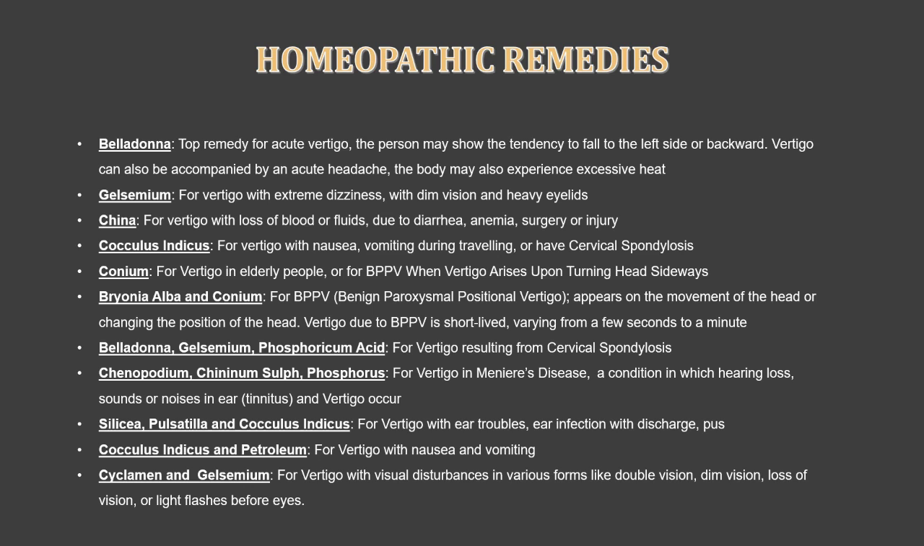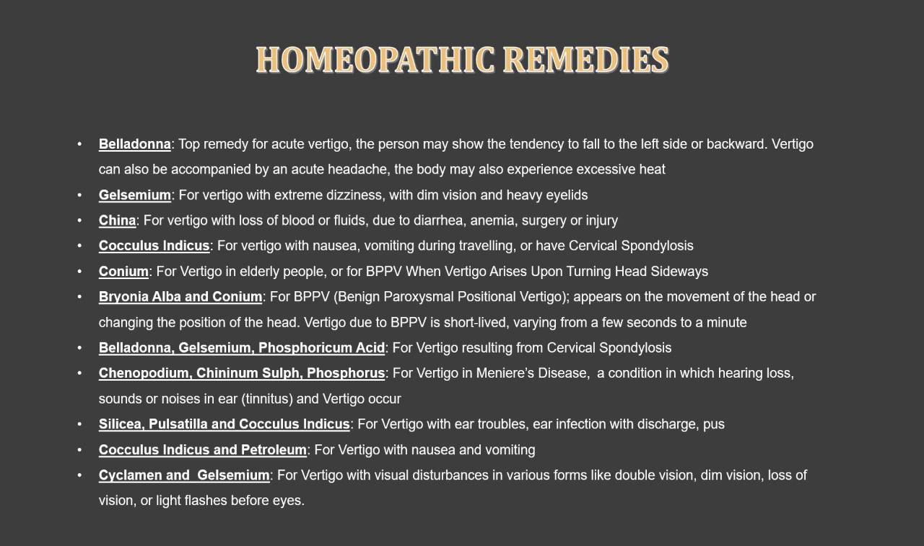Kino, podium, chininum sulfate, and phosphorus for vertigo in Meniere's disease, a condition in which hearing loss, sounds or noises in the ear, so that tinnitus and vertigo occur. Silicea, pulsatilla, and cocculus indicus for vertigo with ear troubles, ear infection with discharge and pus.